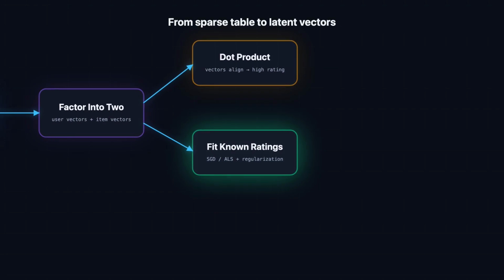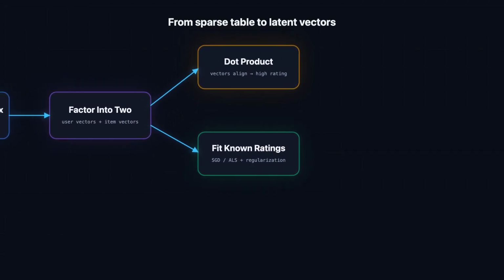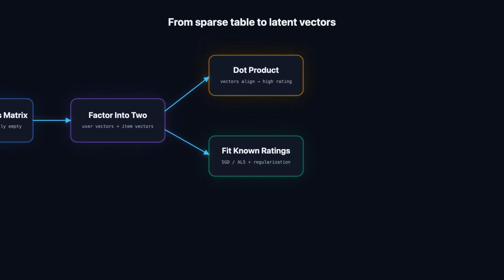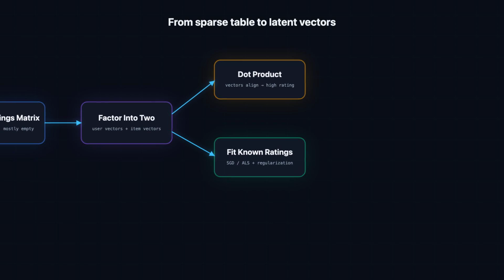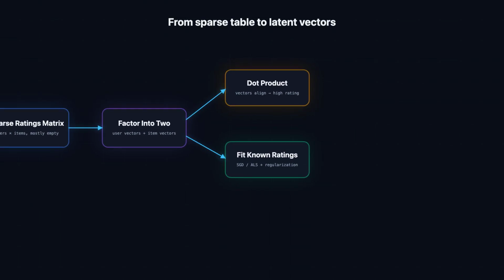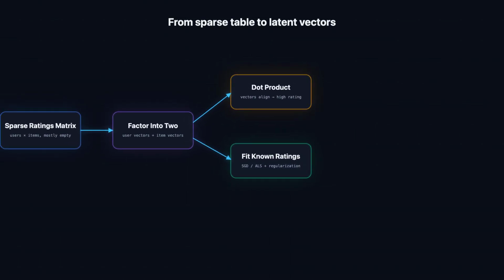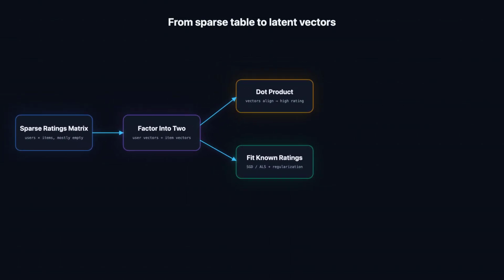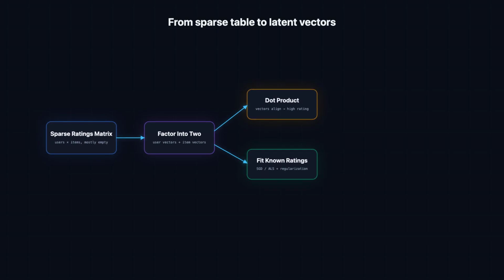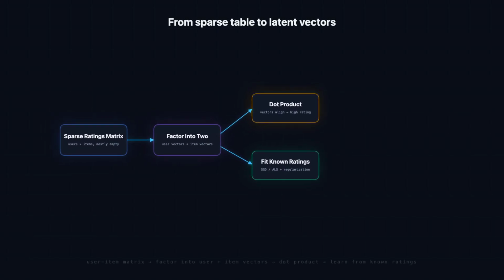We learn them by fitting the ratings we actually have, nudging the numbers until the predictions match reality, usually with gradient descent or alternating least squares, plus a little regularization so it doesn't overfit. The magic is that once those vectors are trained, they let us confidently guess ratings for pairs the model has never once seen.